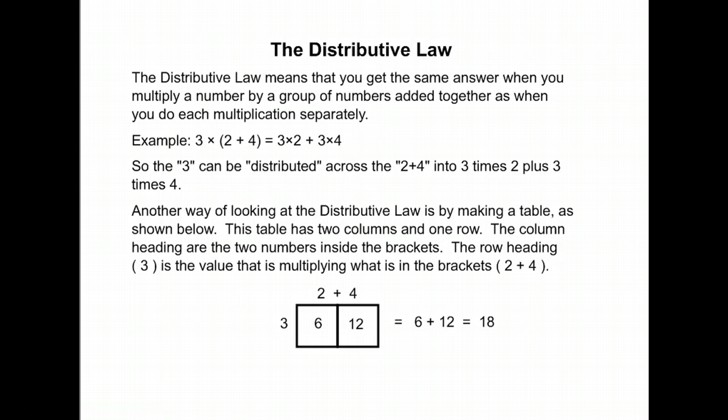Another way of looking at the distributive law is by making a table, as shown below. This table has 2 columns and 1 row. The column headings are the 2 numbers inside the brackets. The row heading, 3, is the value that is multiplying what is in the brackets, 2 plus 4. So we have 3 times 2, and that equals 6, and 3 times 4, and that equals 12. So we've got 6 plus 12 equals 18. Well, that's very easy.